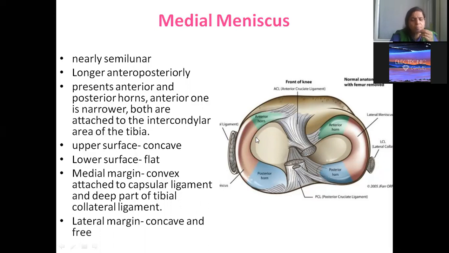When you have dissected it, cut the capsule and opened the knee joint, these fibrocartilages are very clearly visible. The upper surface is concave, shining, white and glistening; the lower surface is flat. This is the medial margin, which is convex and attached to the capsular ligament and the deep part of the tibial collateral ligament. This is the lateral margin, which is concave and free.